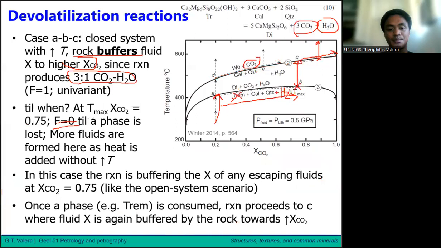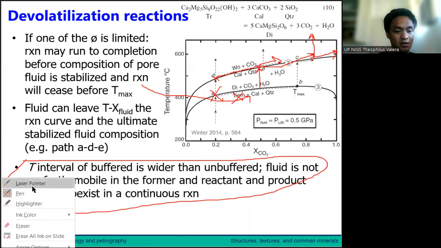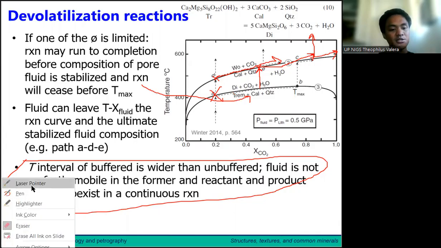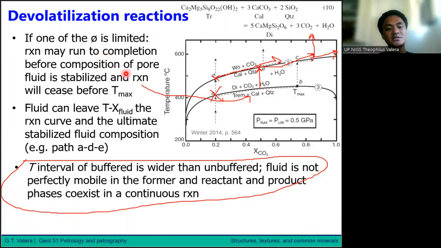So what we said earlier, that is another implication of what it says here. The other implication of what was said earlier is that if one of the phases is limited, the reaction may run to completion before the pore fluid is stabilized and the reaction ceases. For example, in what I showed earlier, from path A it should go to B, but your tremolite was used up, then it can continue moving on this way. Okay? Moving up or down, following this curve.